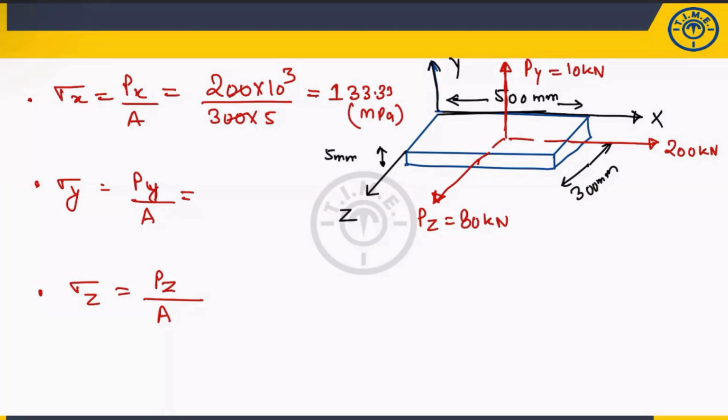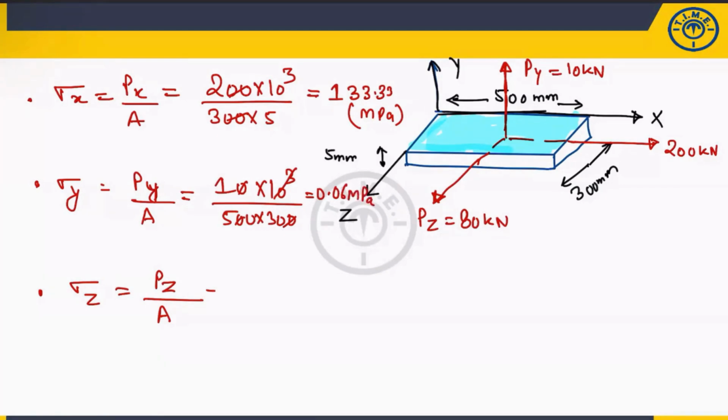Similarly, for Py, what is the load acting? 10 kilonewton, which means 10 to the power of 3. What is the area? Area is this one. You have to consider this area because the load is acting in the upward direction. The area is this 500 mm and this 300. So can I write 500 into 300? This 40 will cancel out, so 1 by 15 is approximately 0.06 megapascal.